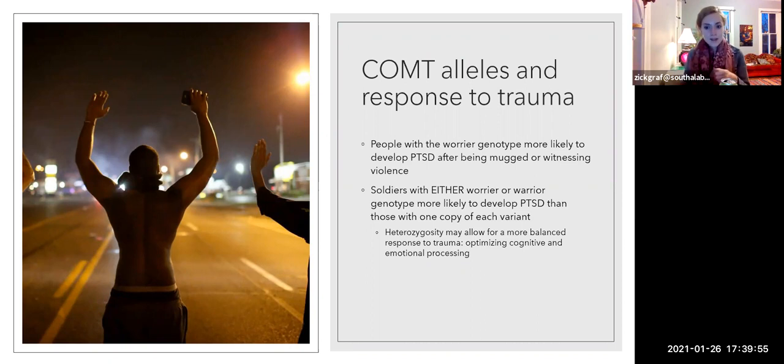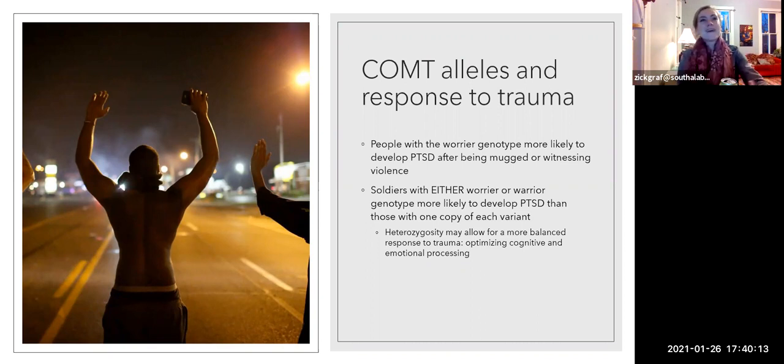So heterozygosity is not the right word, sorry. I don't think it's even a word.